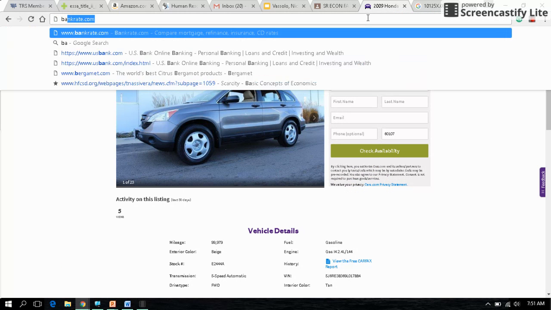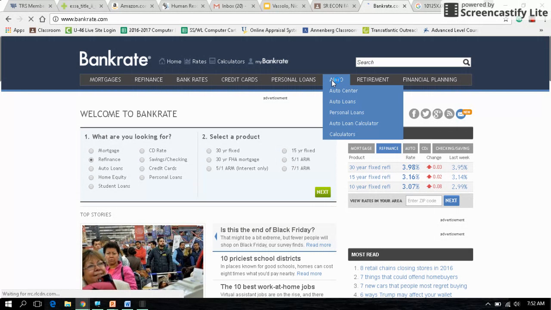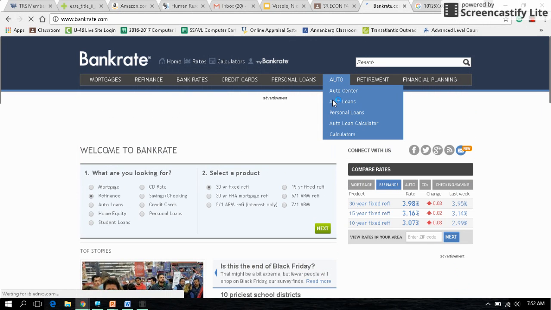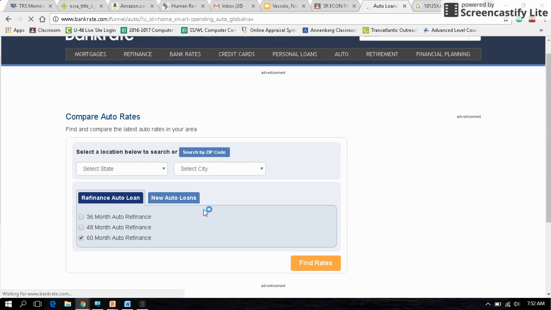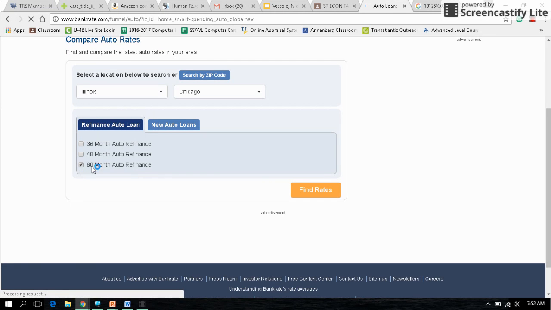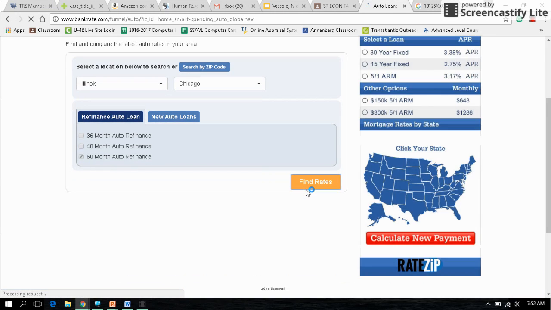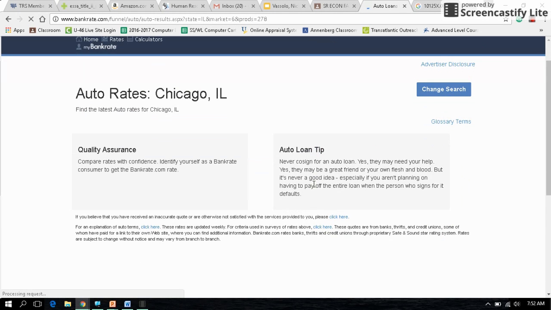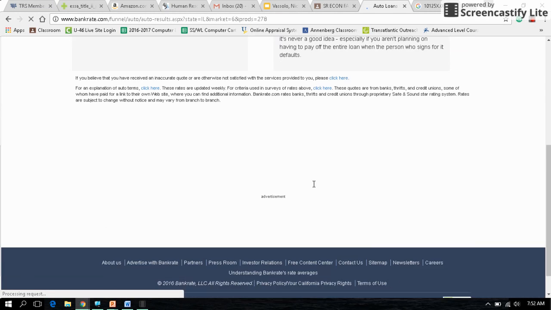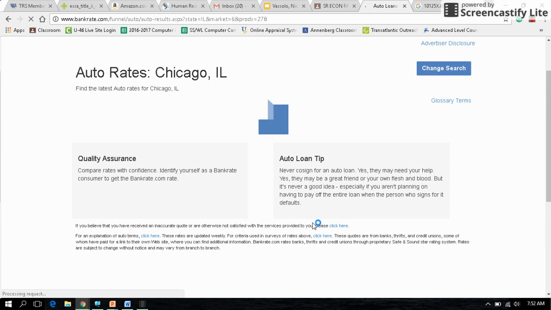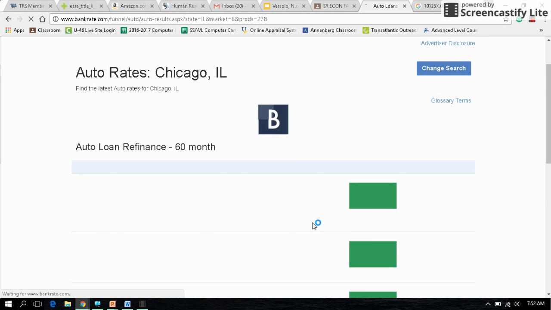The next step is then to go to a site like bankrate.com. If you go to bankrate.com, in the search bar at the banners, you have auto loans, and we want to see what the rates for auto loans are. I'm looking for a 60-month auto loan right here. So find rates.